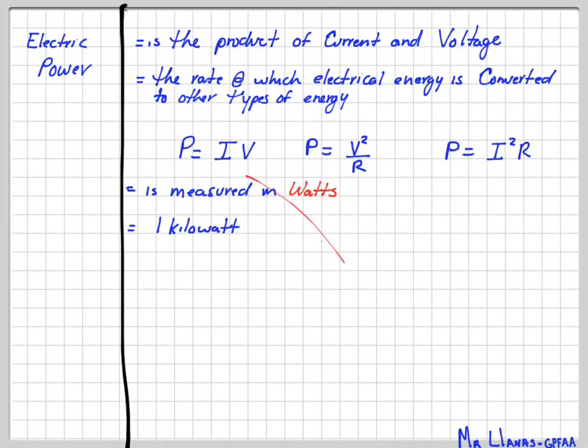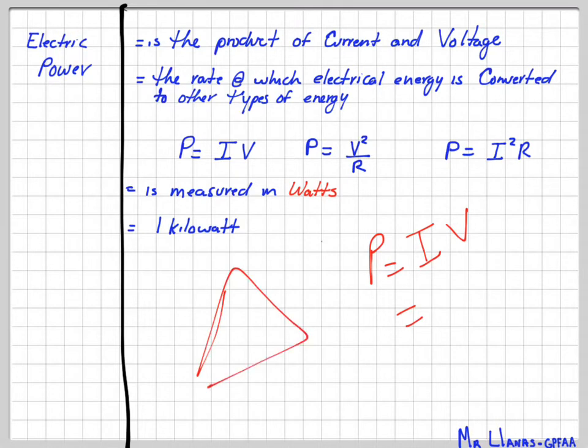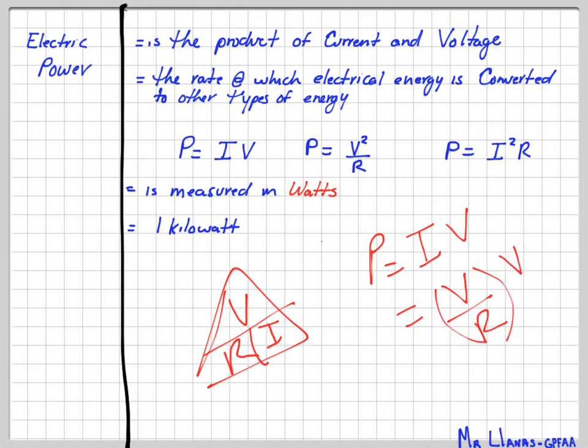Okay, let me prove the second one for you. For that one, you would have P equals IV, right? But we know that if we look at our little triangle, I equals V over R. So if you put that in instead of the I, that would give you V squared over R, and that's how you get this equation, okay?